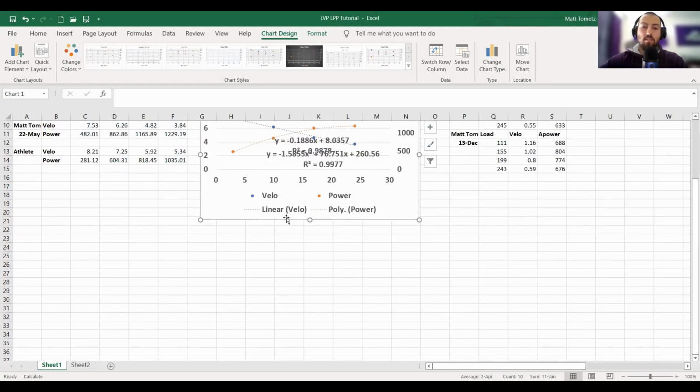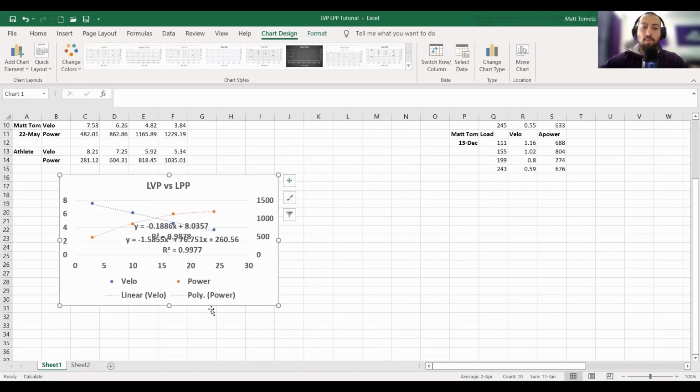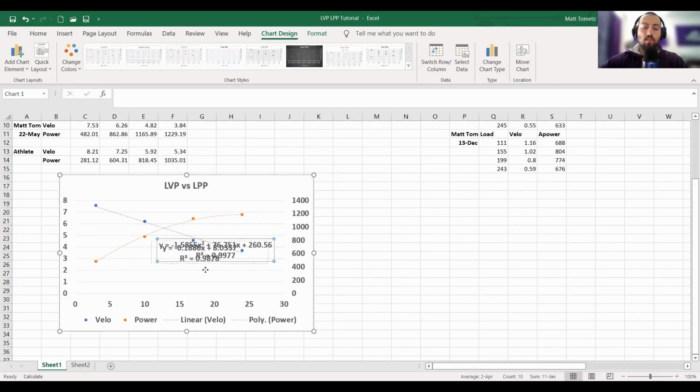So now let's make this a little bigger. We can make this a little bigger, and we can just rearrange this so it looks a little prettier. And we can change the axes.